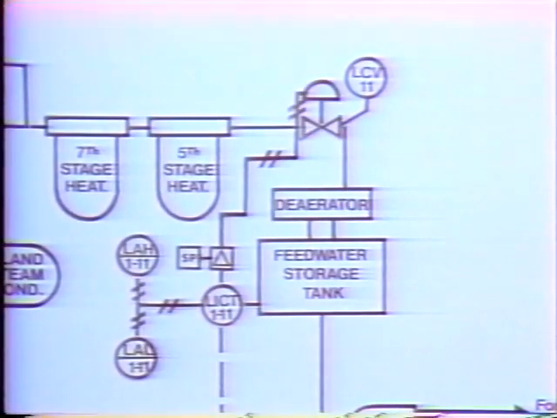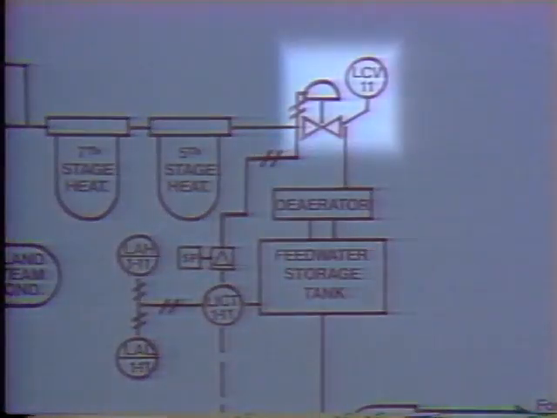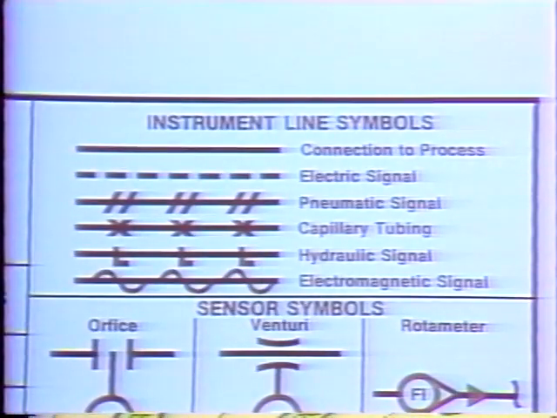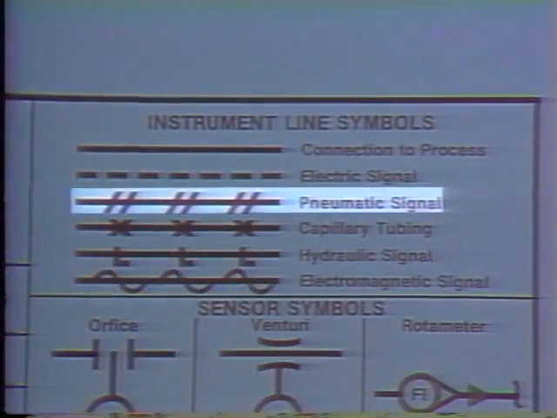This is what those components look like on a P&ID. First, to make LCV11 an automatic instead of manual valve, it must be equipped with a remote actuator. A remote actuator is a device which allows a valve to be operated from a remote location. According to our legend, the symbol you see here shows that LCV-11 has been equipped with a pneumatic actuator, making it an air-operated valve.